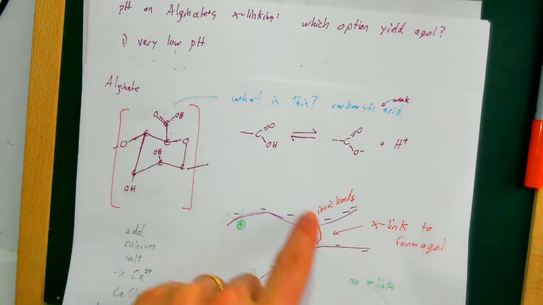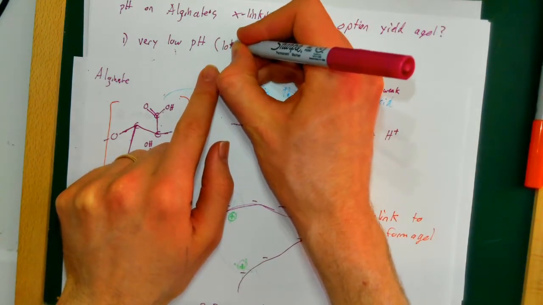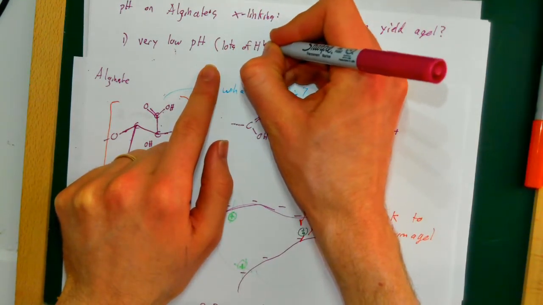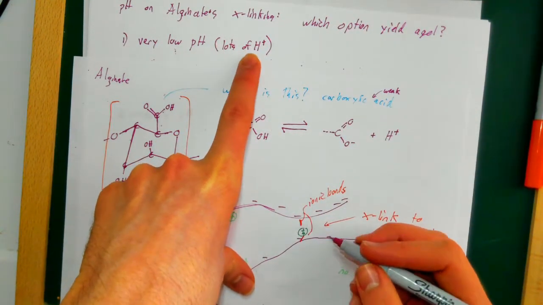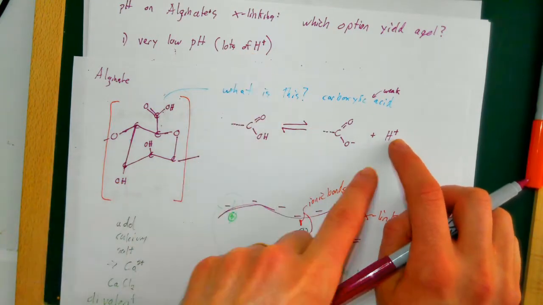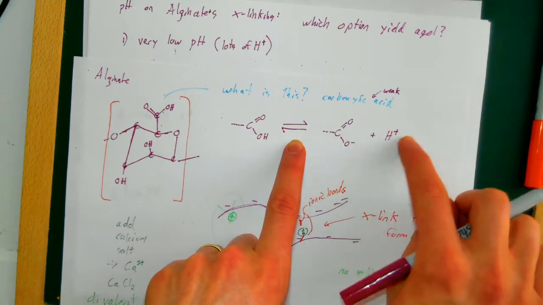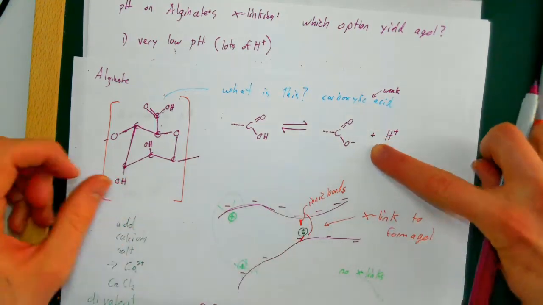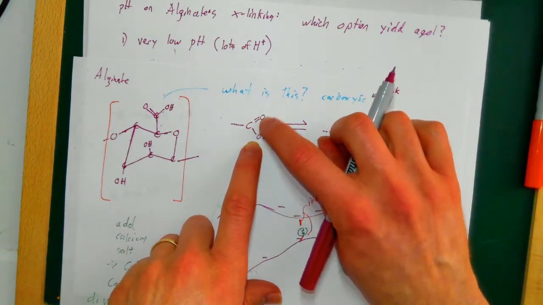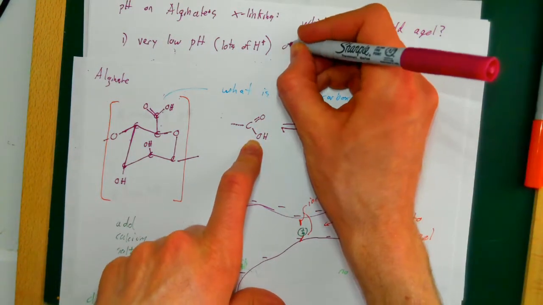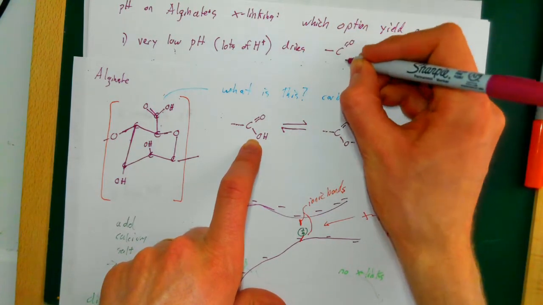Well, let's talk about the very low pH first. Very low pH, what does this mean? This means lots of H+. If there's lots of H+ in solution, then due to Le Chatelier's principle, the system is going to try to re-equilibrate. That drives the system towards this state: lots of H+ drives towards COOH.